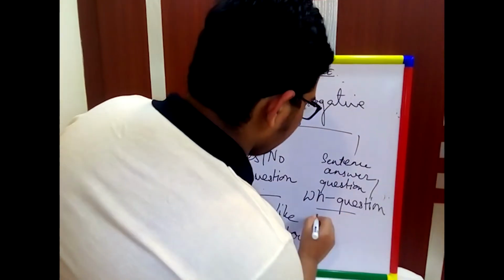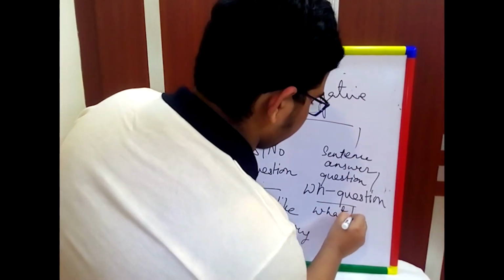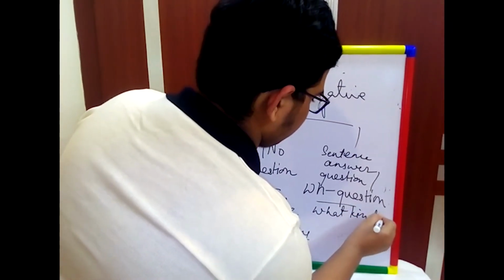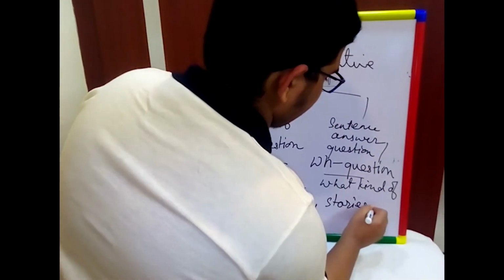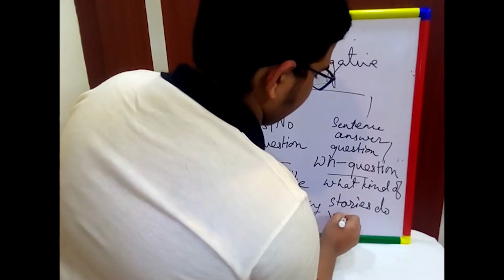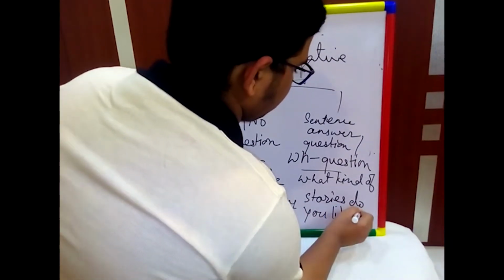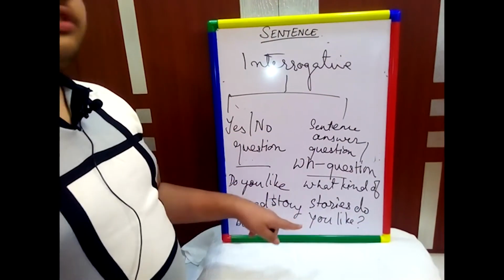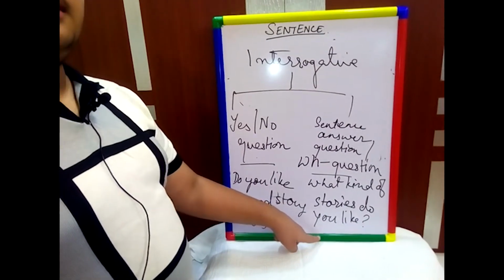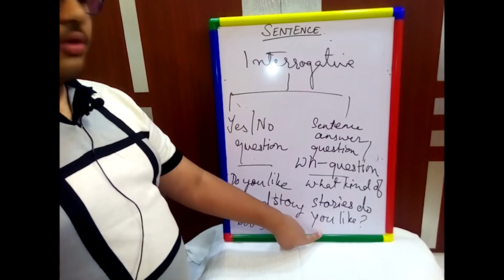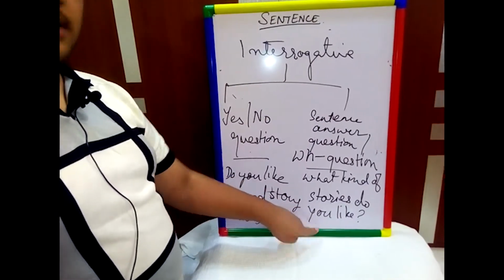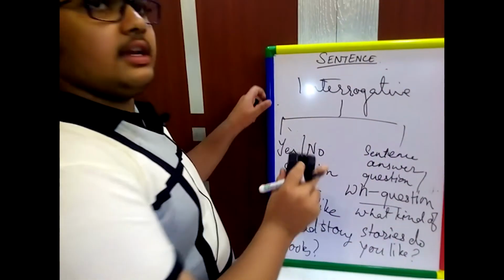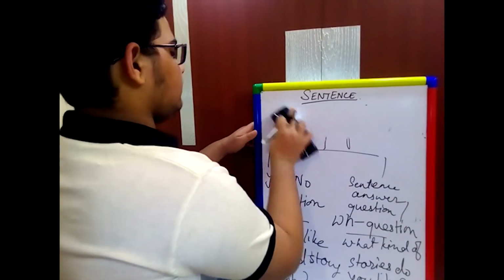But if I say, what kind of stories do you like? So, you can't answer it in either yes or no. You have to make a minimum amount of sentence for answering this. So, here we come to the end of classification of sentences.